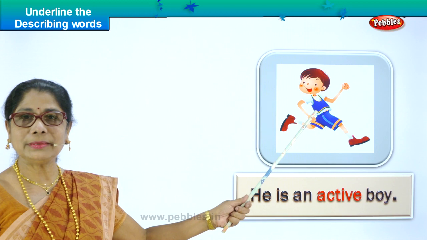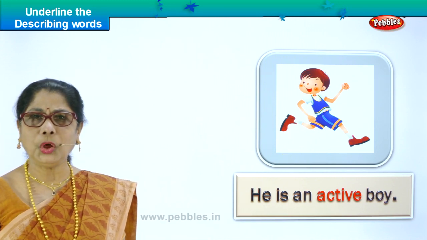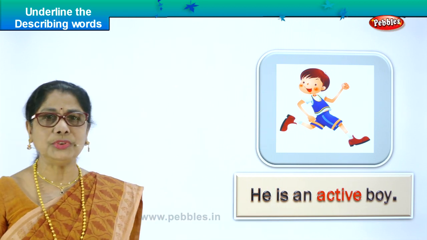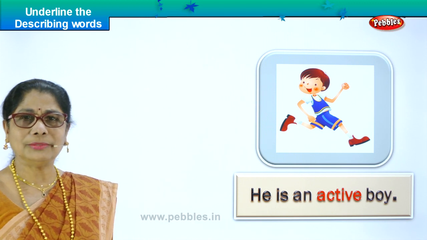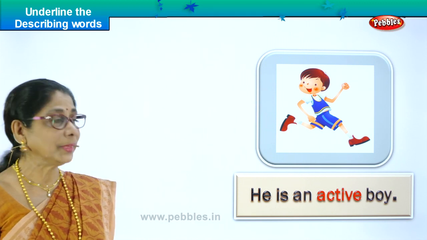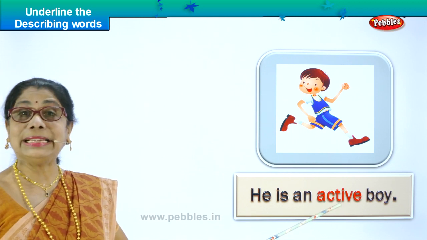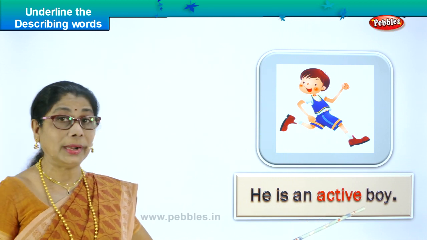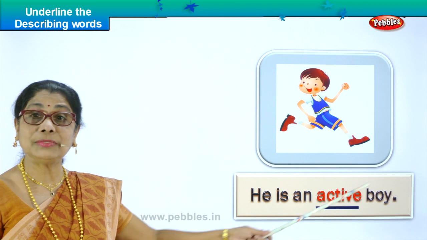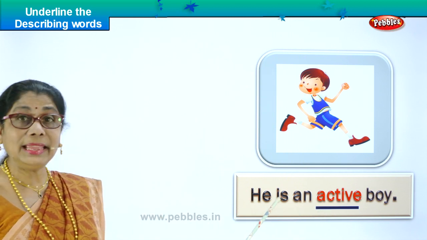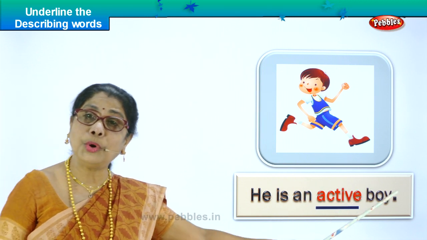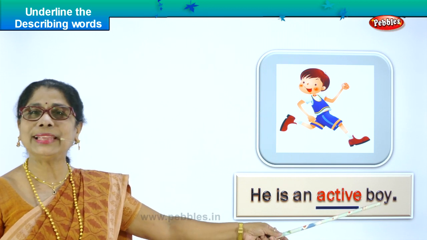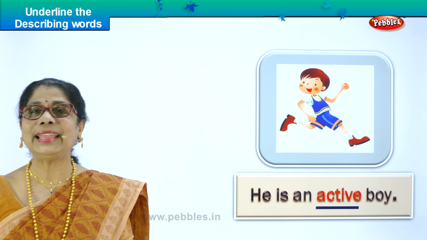Look, this little boy. Is he sleepy? No, it's a very active boy. Look, he is an active boy. He's doing all kinds of jumping around. So which is the word that describes him? Active. Active is what? A describing word. It describes the little boy, what kind of little boy he is. So we underline the word active. That's the word that describes the boy. Now let's read the sentence. He is an active boy. Full stop. He is an active boy. Are you enjoying the exercise? Good. Let's take another picture.